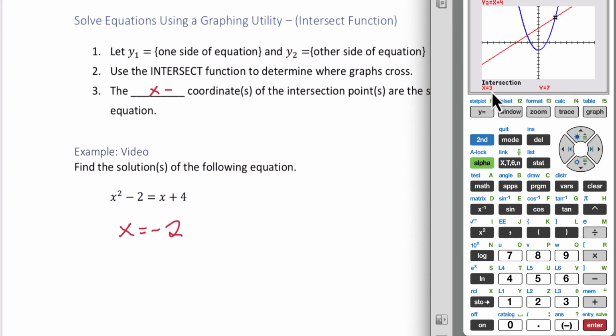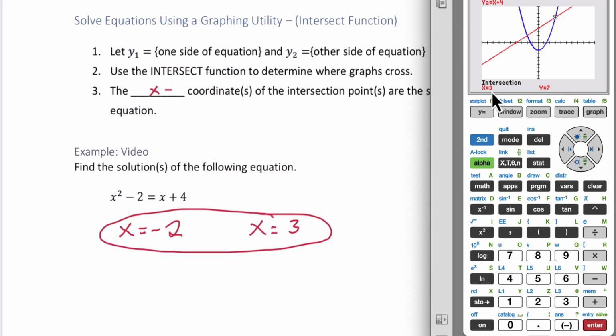The solution to the equation is the x-coordinate 3. So the two solutions to this equation are -2 and 3.